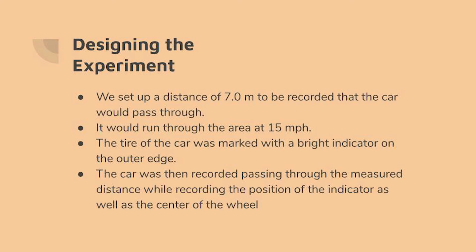We set up a distance of 7 meters for a car to pass through at 15 miles per hour on cruise control. The tire of the car was marked with a brightly colored indicator that allowed for the tracking of the motion. Both the edge and the center of the tire were tracked and analyzed.